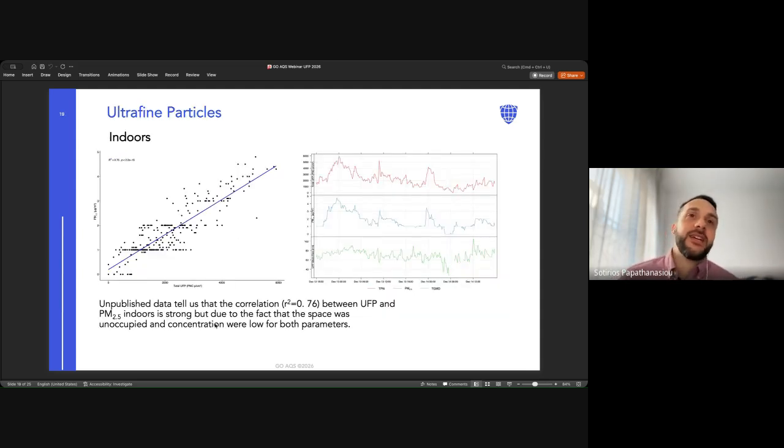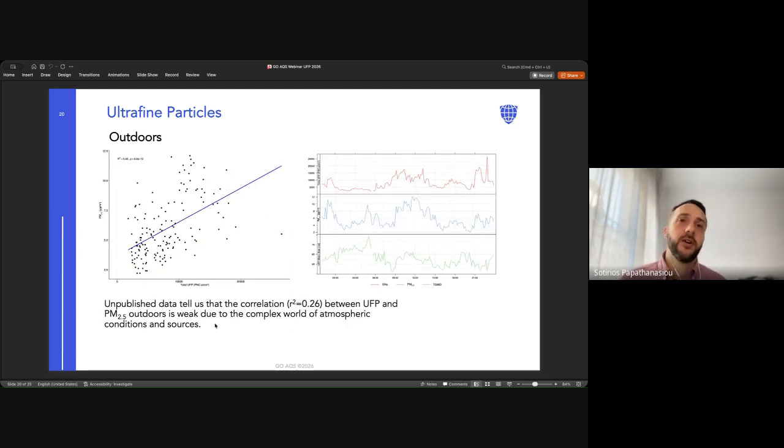Again, some unpublished data that I took in order to correlate PM2.5 and ultrafines a little bit. Indoors, I had a very strong correlation. I think the reason was because, first of all, the specific environment was unoccupied, and we didn't have any specific source of pollution happening, rather than particles staying alive for a period of time inside. Maybe some infiltration as well, but more or less that was the result that I got.